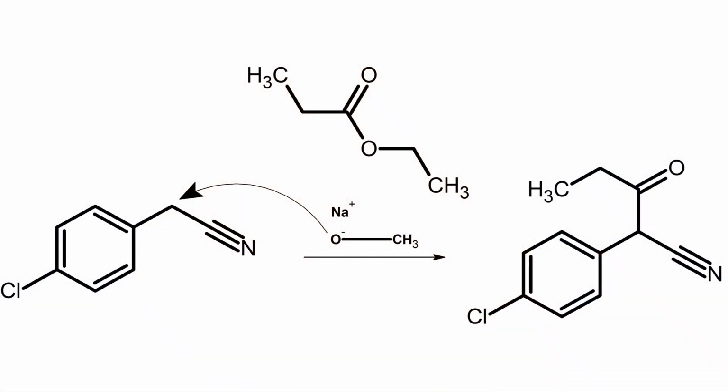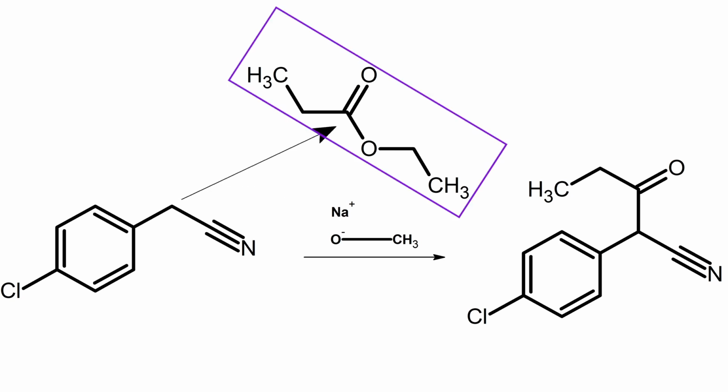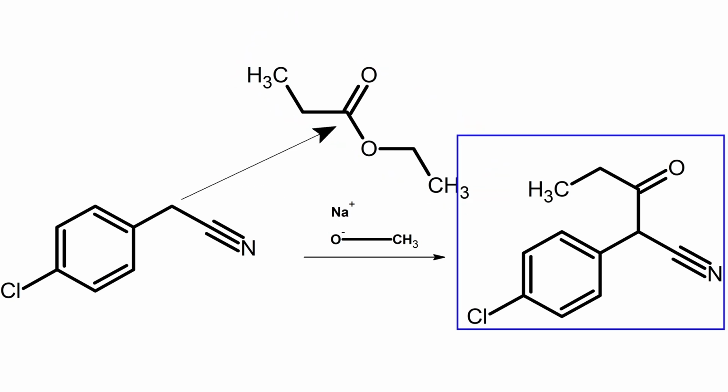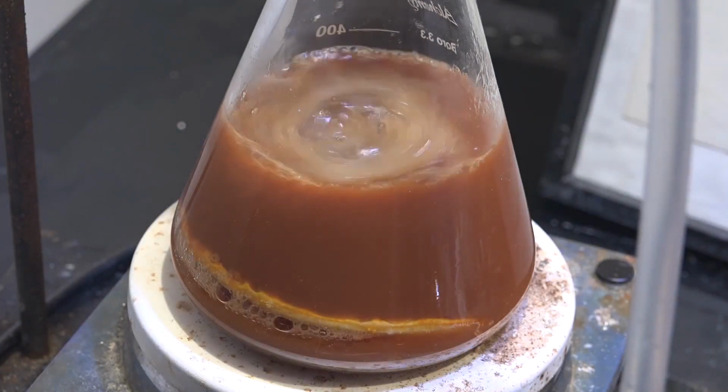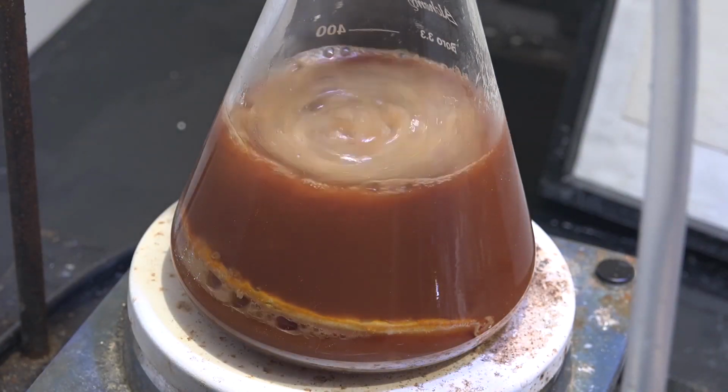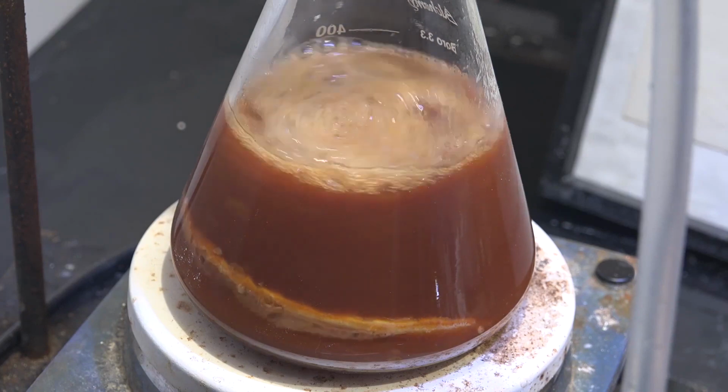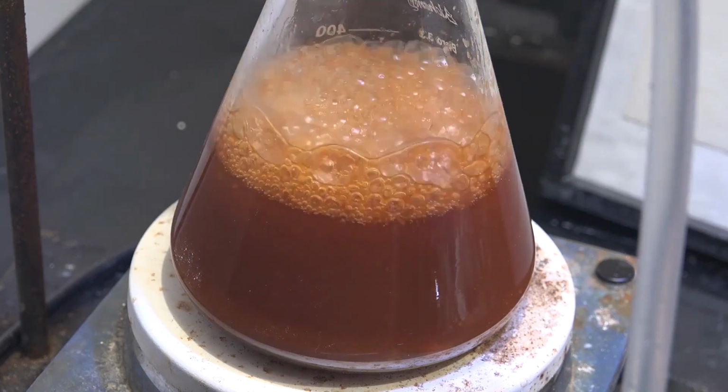What we're doing is using the sodium methoxide to deprotonate the para-chlorophenyl acetonitrile and then react that with ethyl propionate to make 2-para-chlorophenyl 3-oxopentanenitrile. Looking back, I forgot to break up the cake of sodium methoxide first, but eventually with enough stirring, it'll break up on its own. Now as it runs, it may foam up.